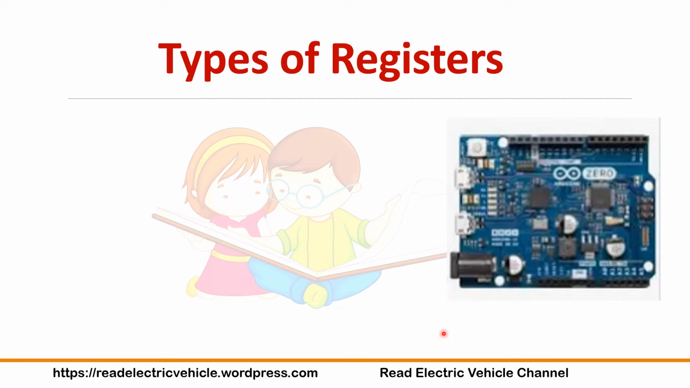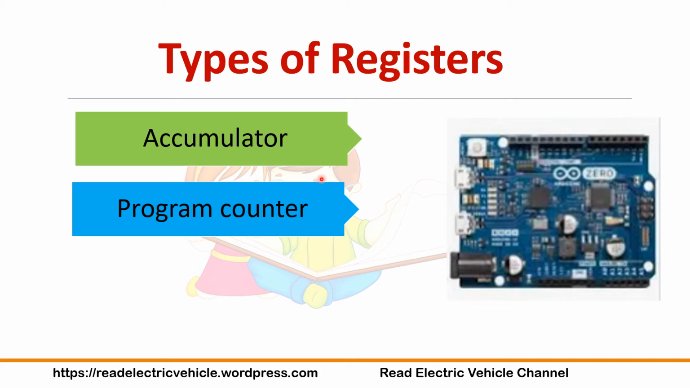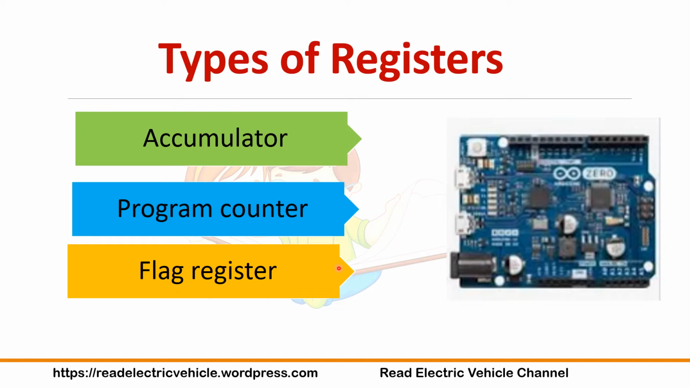There are different types of registers. If you take a microcontroller, the accumulator plays a major role because it does all the arithmetic operations. And we have the program counter, stack pointer, flag register, status register, and so on. Depending upon the application, we give them different names. Basically, all registers are the same, but they do different functions.